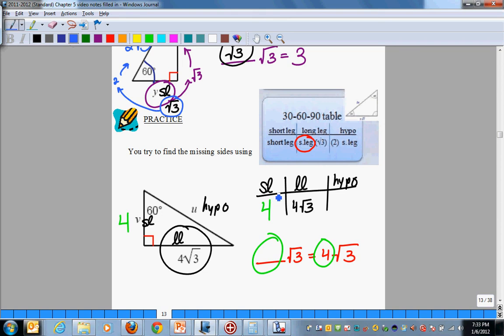And our hypo is 2 times the short leg. So 2 times 4, our unknown is 8. So V is 4 and U is 8. That is the 30, 60, 90 table.